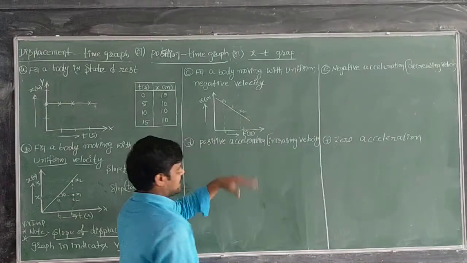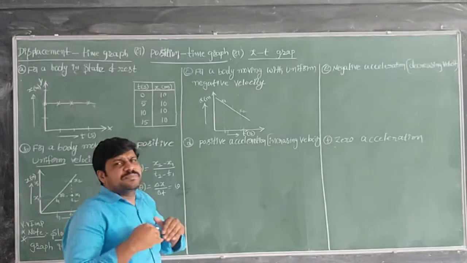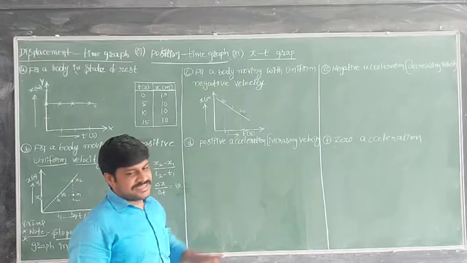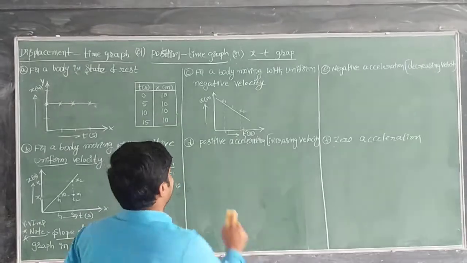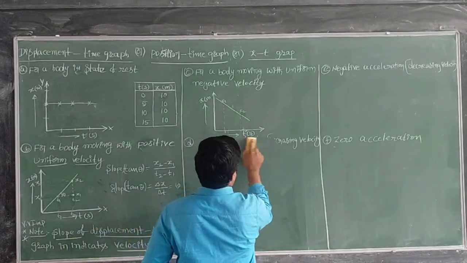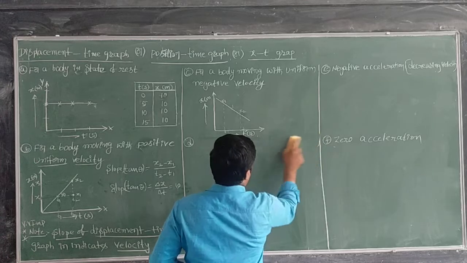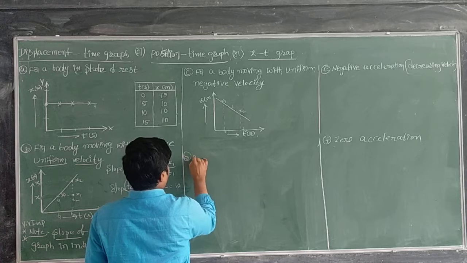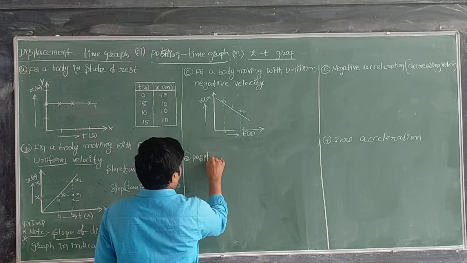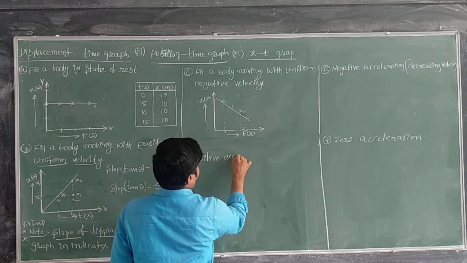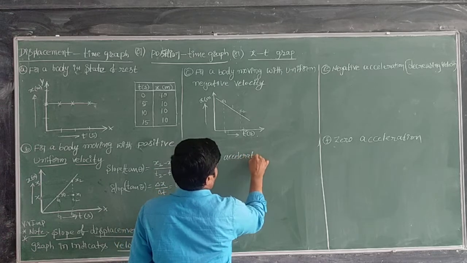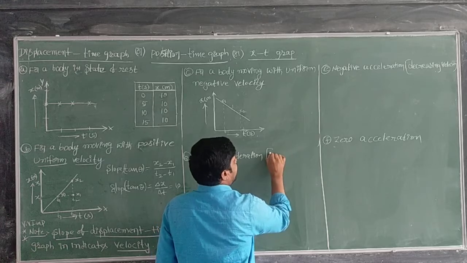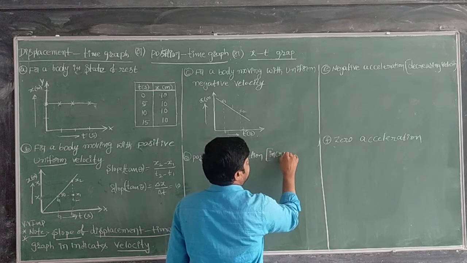Next, positive acceleration. Draw the displacement time graph, the position time graph, for positive acceleration or increasing velocity. They may ask the question like that. Draw the graph for positive acceleration. Positive acceleration is also known as increasing velocity.